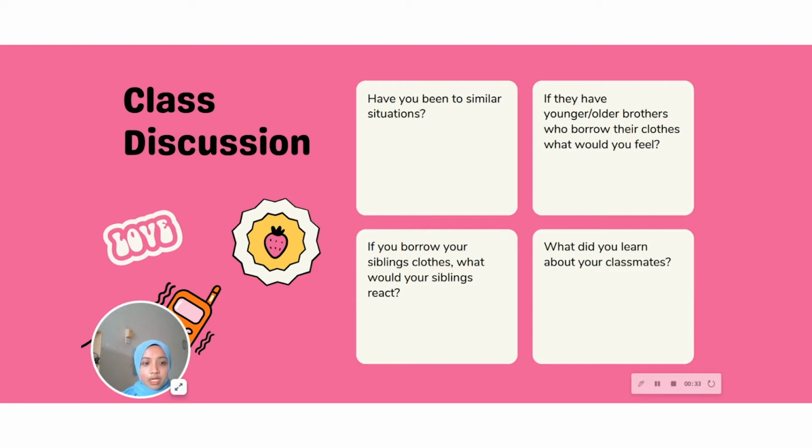So you can discuss regarding this. And then if you borrow your siblings' clothes, how will your siblings react? If you have a sibling, how will they react if you want to borrow their clothes? So we can discuss this, and then what you learned about your classmate. When we talk about this, we try to focus on their speaking here, because we want them to have a discussion among themselves so that they can learn about each other regarding this.